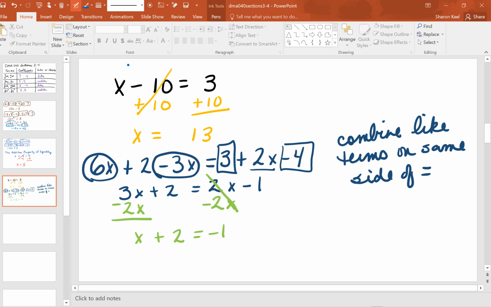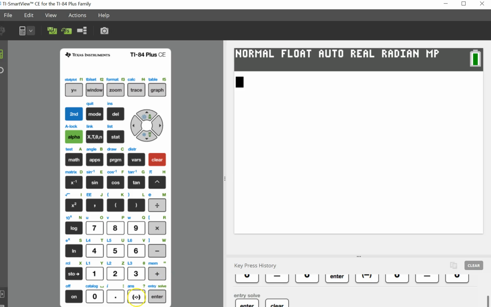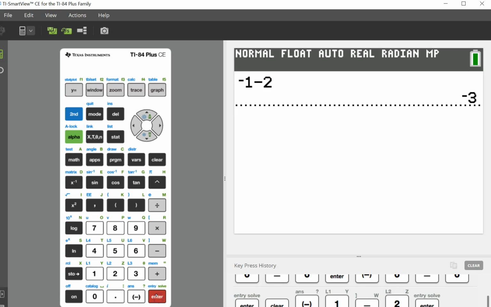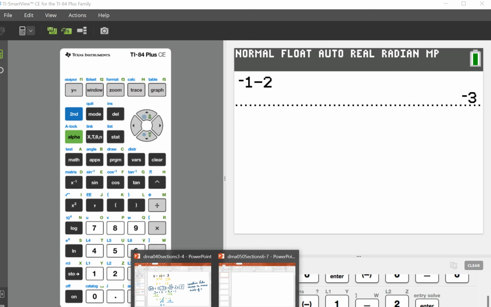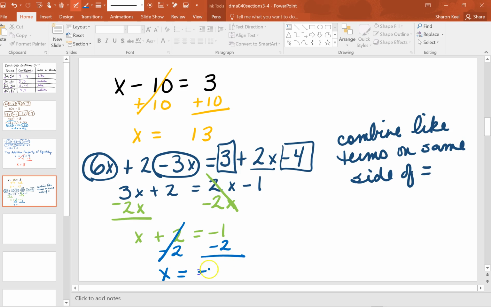I still do not have my x alone, so this plus 2, I need to subtract 2 to make it cancel here, and then I subtract 2 here. X is equal to, this would be keyed in as negative 1 minus 2. Let me show you. Negative 1 minus 2 gives us negative 3. That's a solution of negative 3.